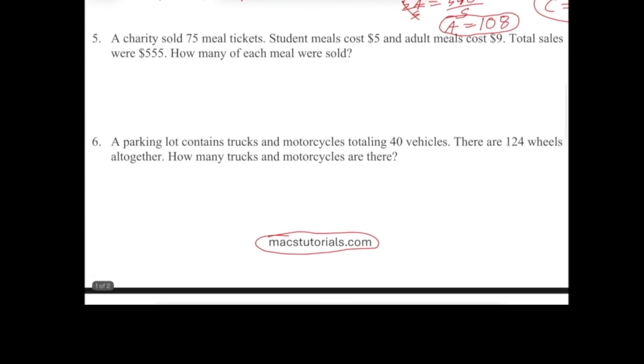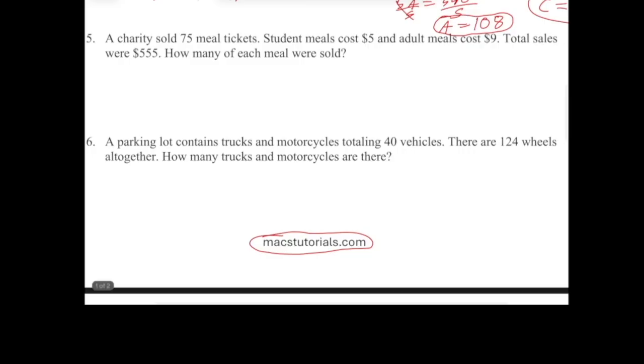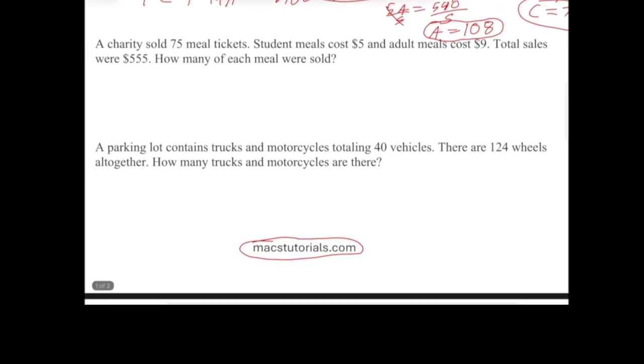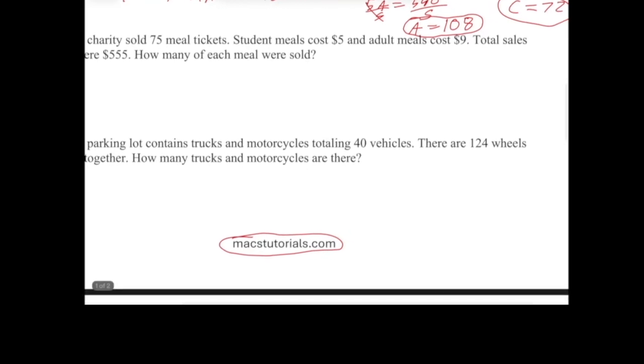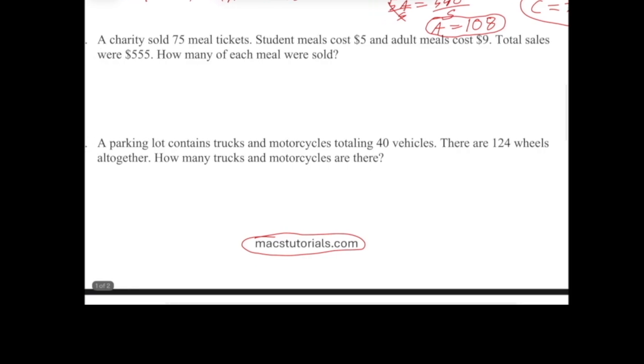Hang in there. A charity sold 75 meal tickets. Student meals were 5, adult meals were 9. Total sales were 555. How many of each? Well, we had students and adults. Instead of students, I am going to say child because I don't like doing S's in my word problems.